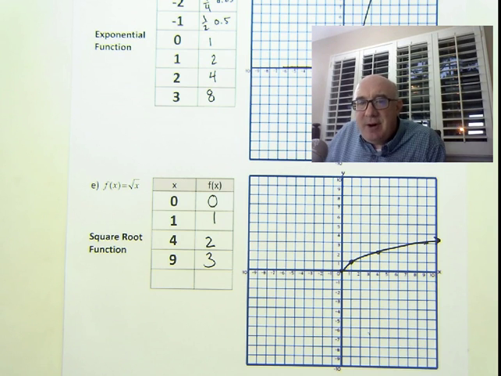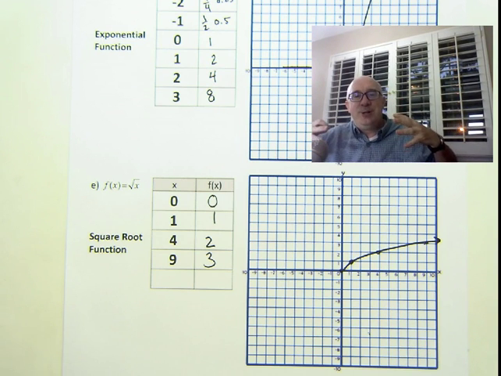Anyways, these are the parent functions. And what you are going to experiment with in the future here is moving these around. But these are the parents and what they look like.